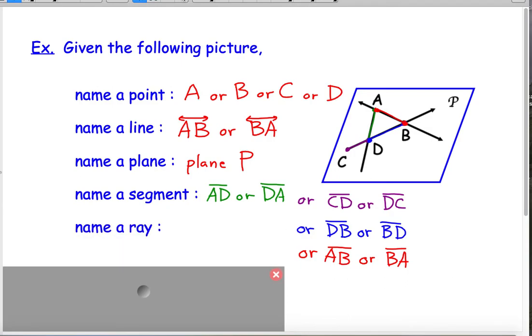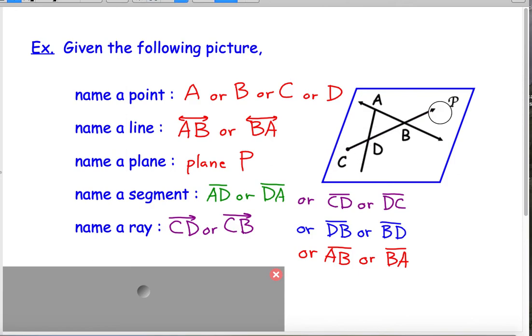All right, how about naming a ray? So for a ray, let's see where we see a ray in this picture. I see a ray that starts at C and goes through D and B. It's got an endpoint and it's got an arrow. So I could do that one. Now, I have to name the endpoint first and then pick one other point. I have 2 points to choose from. So you could have called it ray CD, or you could call it ray CB. Either one's fine. You couldn't say DC or BC though, because there's no arrow at C. So that would take care of that ray.